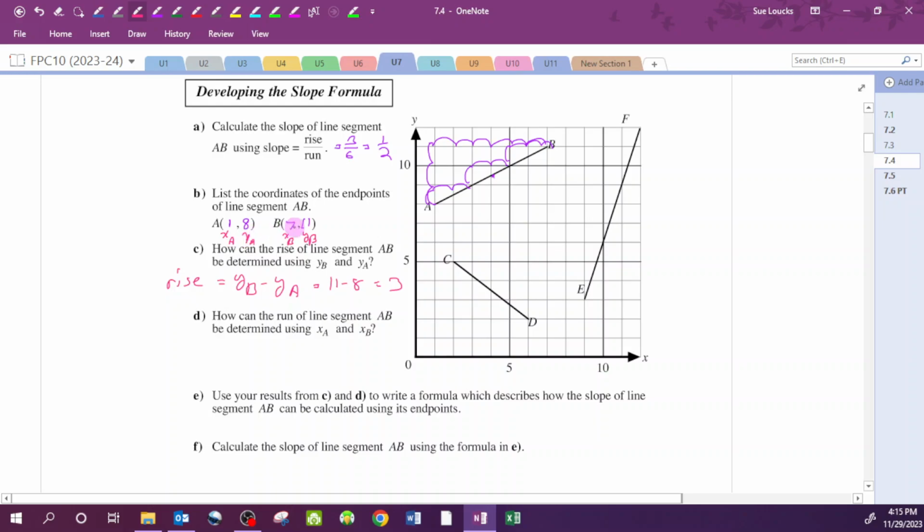And the run is the change in the x's. So the run is going to be the x sub b minus the x sub a. So that's 7 minus 1, which is 6. And so that actually got us our numerator and our denominator from our rise and run. So we can write a formula which is slope equals rise over run. So it's Y B, I always get that wrong, I'm sorry.